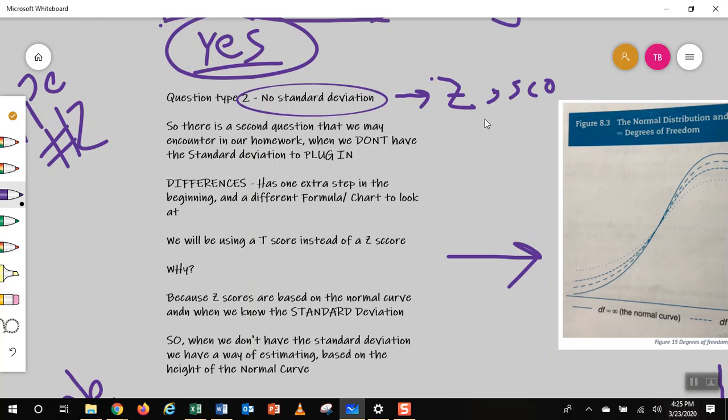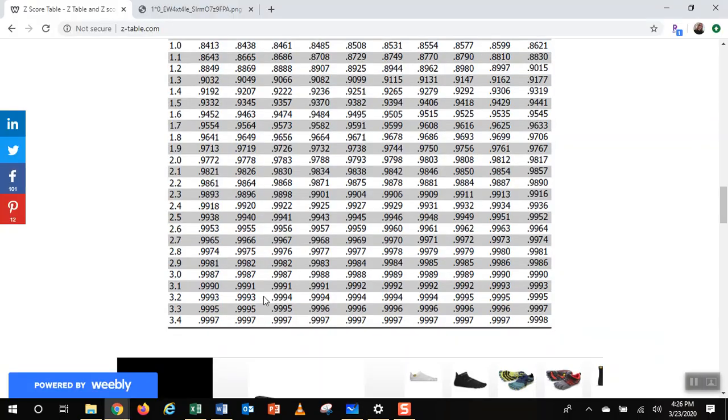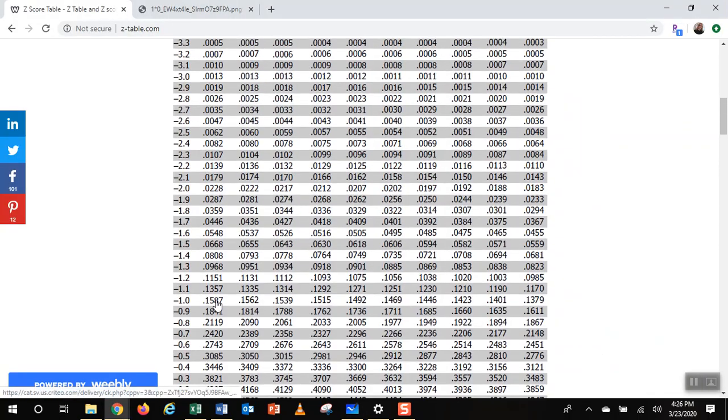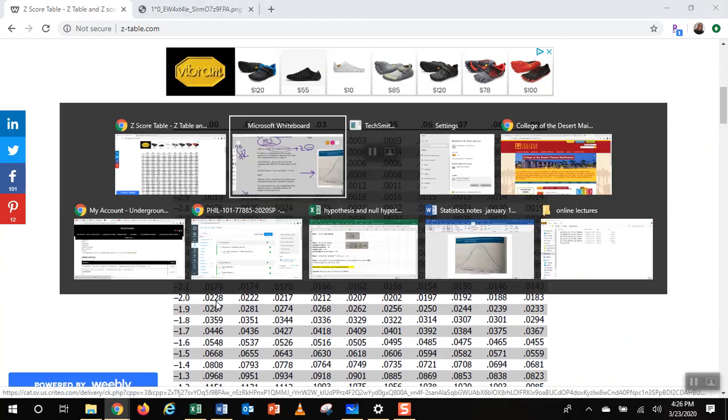Z-scores. Sorry, my mouse is not picking that up. So basically, our standard deviation is taking a look at z-scores, and if we don't have z-scores, then we're not going to be able to use the z-table, this one, to be able to get our percentage, whether we got it right or wrong.